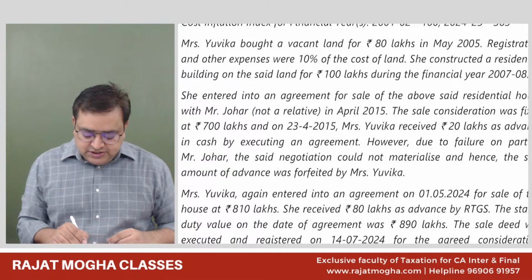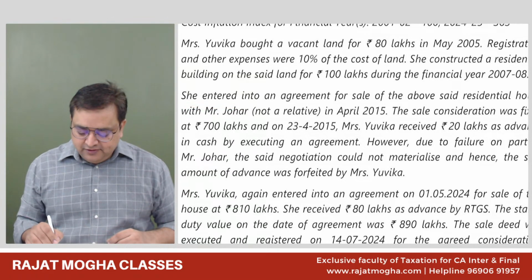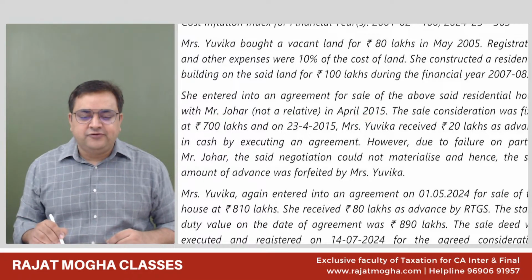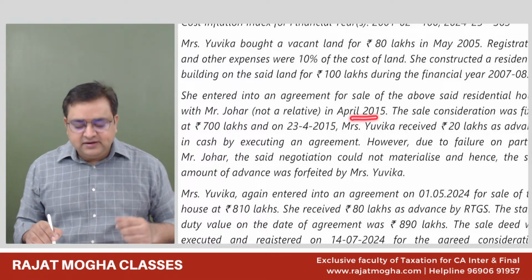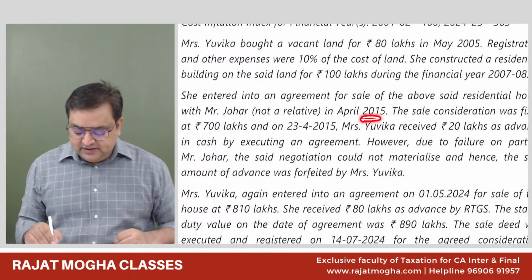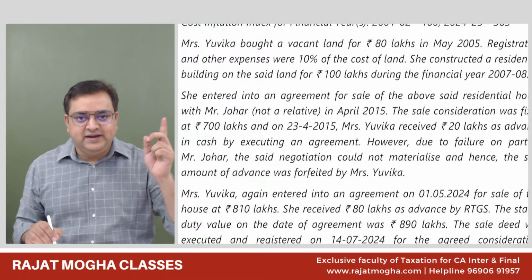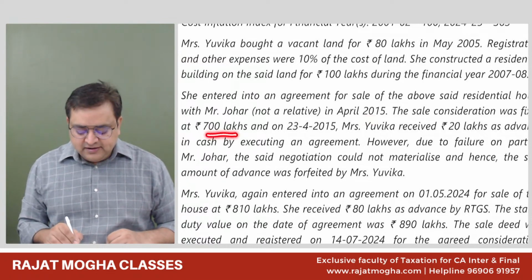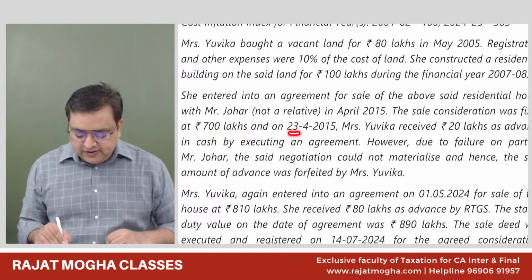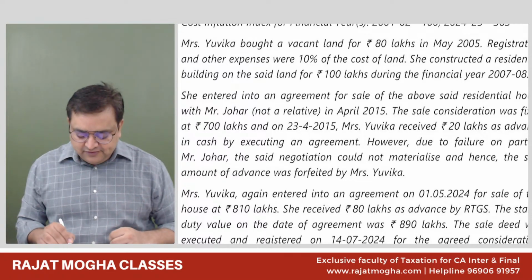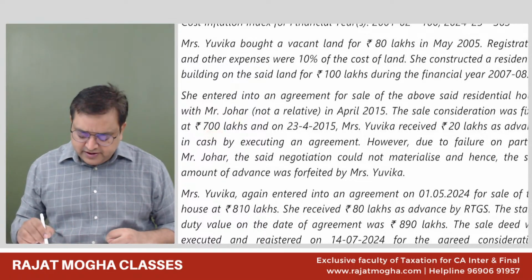Now, she entered into an agreement for sale of the above said residential house with Johar, not a relative, in April 2015. So in April 2015, she entered into an agreement that she will be selling this house. This is not 2025, this is 2015. The sale consideration was fixed at 700 lakh on 23rd of April 2015. So she was about to sell it for rupees 700 lakh to Johar.